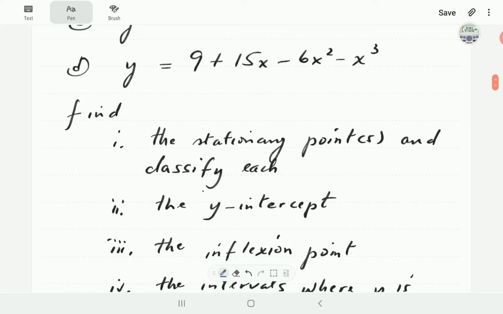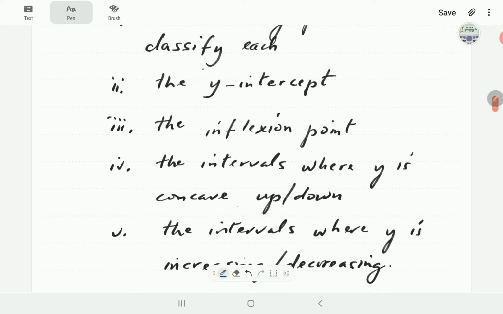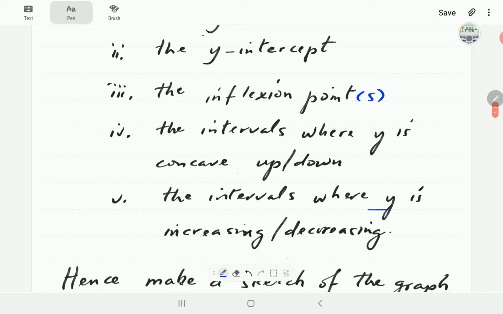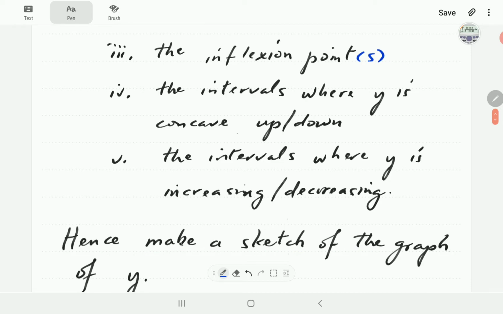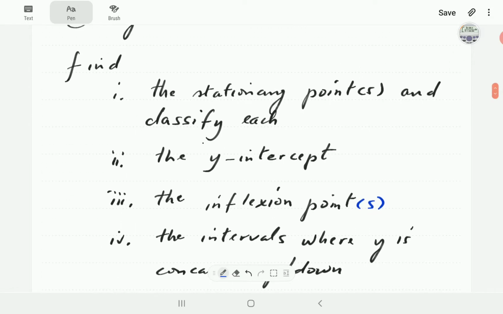So in part 1, we're going to look for the stationary points and classify each of them as either local maximum or minimum. We're going to find the y-intercept. We're going to find the inflection point or inflection points. We are going to find intervals where the graph is concave up or down. We're going to find intervals where the graph is increasing or decreasing, and then we are going to make a sketch.